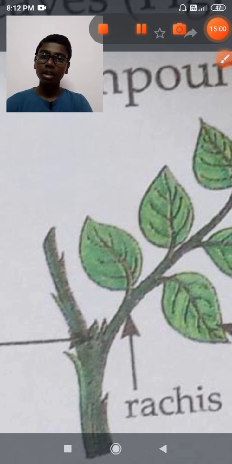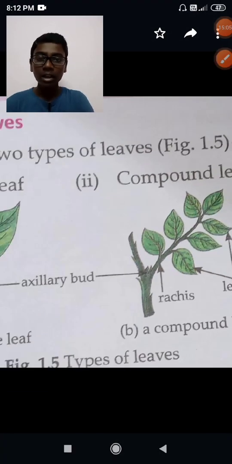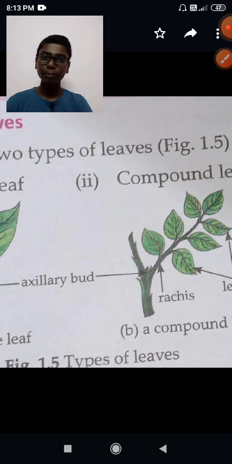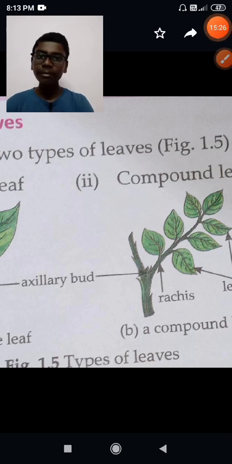Now let us come to the examples. The examples of simple leaf are banyan, mango and peepal. These three are examples of simple leaf. There are many more, but I am telling you three only: mango, banyan and peepal, etc. And in case of compound leaf, it will be rose, neem and gulmohar, etc.